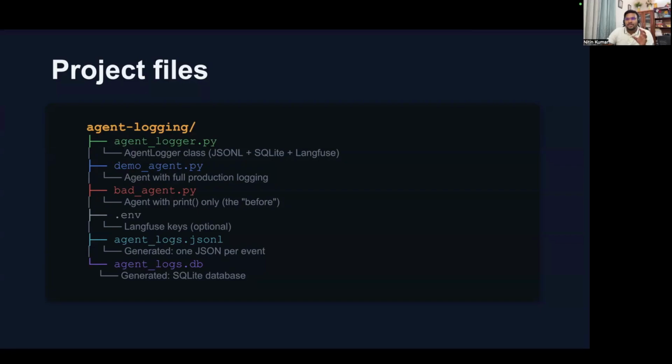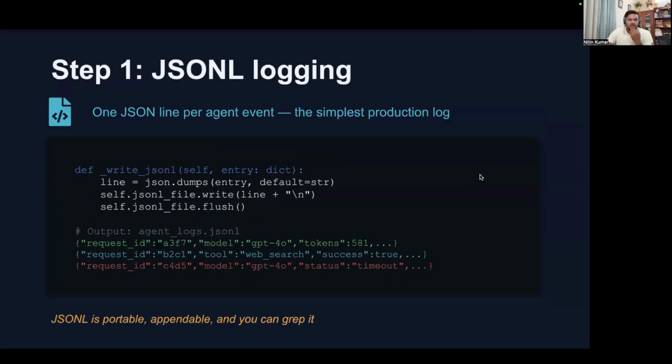Now, first we'll find out what we are going to build, that is, what my logger is going to capture: all the LLM cost, request ID, session ID, token usage, error rate, status and tool usage, everything. We do this and then slightly move towards the Langfuse side. So we have this code structure. Now let's first understand the JSON-L structure.